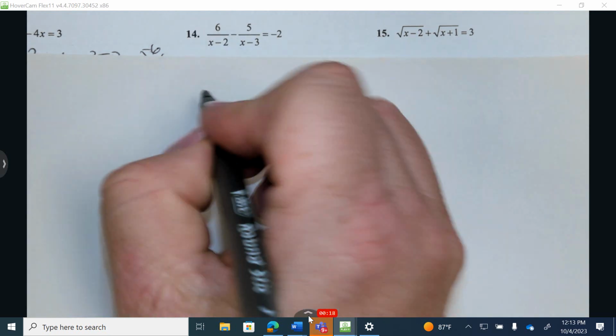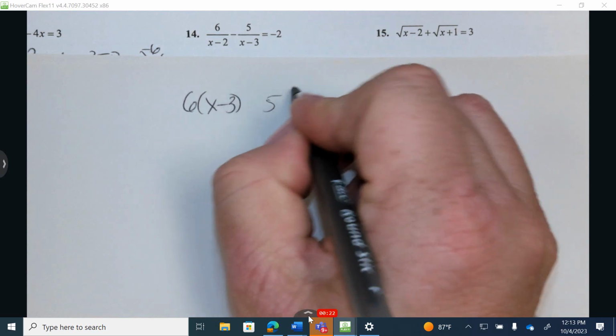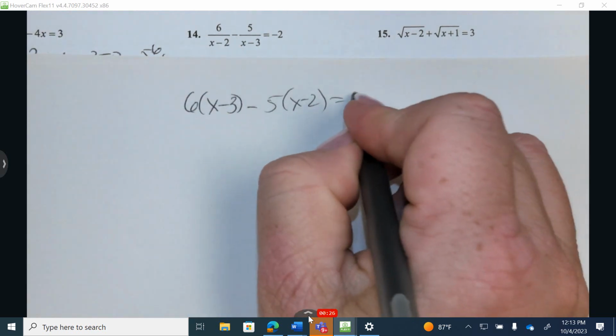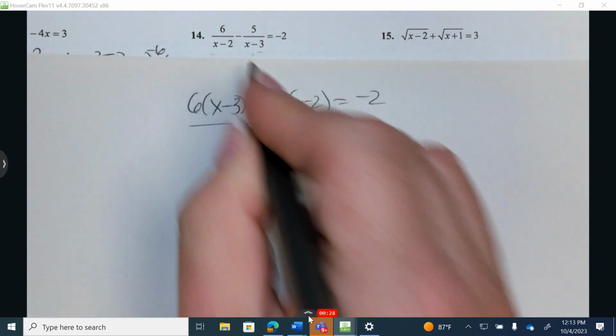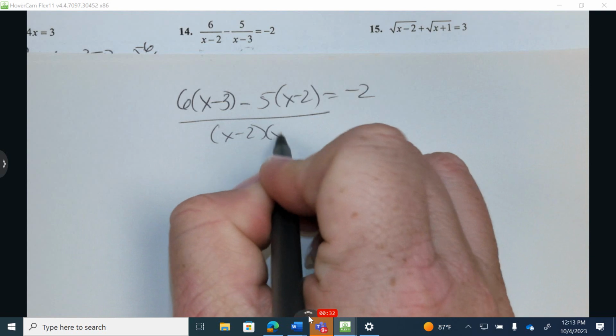So I'm taking 6 times the quantity x minus 3, and I'm taking 5 times the quantity x minus 2. Make sure to bring down this negative sign. And now on the bottom, I'm going to push these together. And when I push these together, I'm going to go back and I am going to FOIL them.